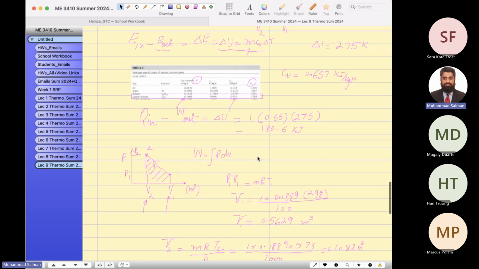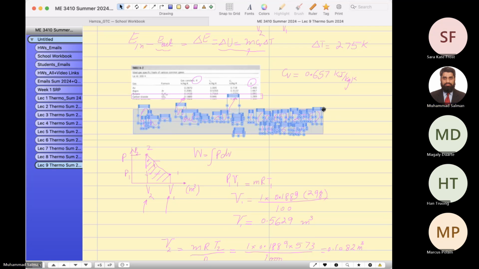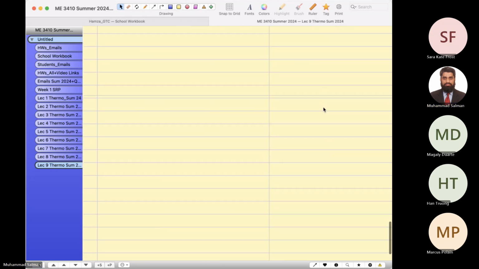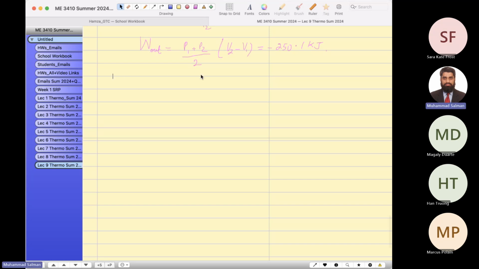So I would write this down again and find out my final answer of Q in. W out would be minus 250.1 plus 180.6. So open your calculators, do you get negative 69?